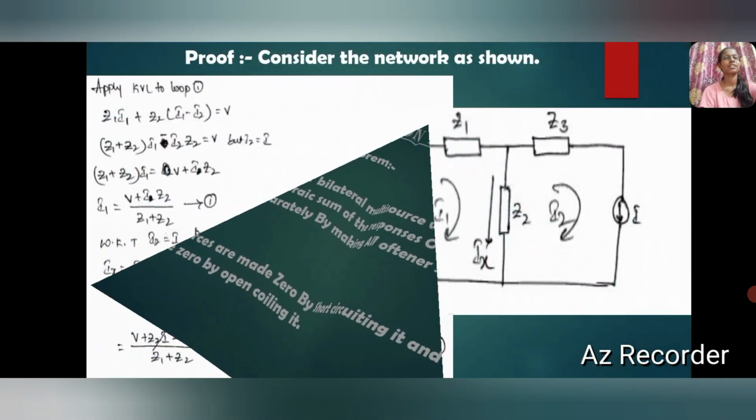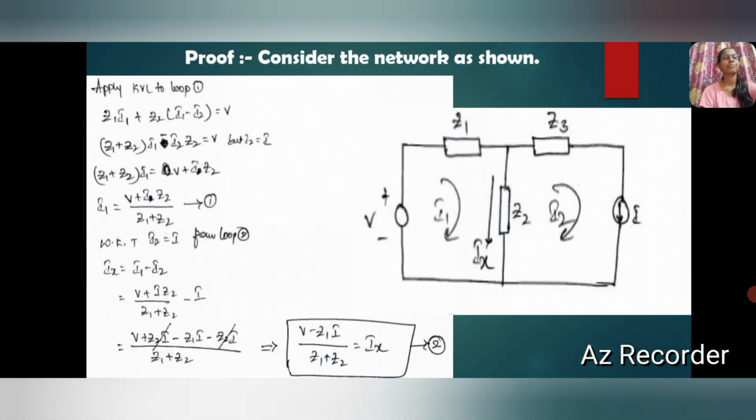The proof for the superposition theorem: consider the network as shown below by taking two loops, I1 and I2. Applying KVL to loop 1, it gives Z1 into I1 plus Z2 into I1 minus I2 is equal to V, that is, Z1 plus Z2 into I1 minus I2 into Z2 is equal to V, where I2 is considered as I, where I refers to the current, Z1 refers to the resistance and V refers to the voltage.